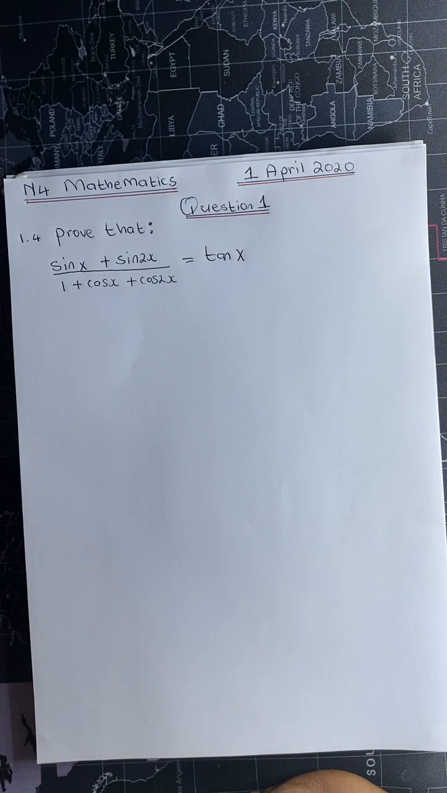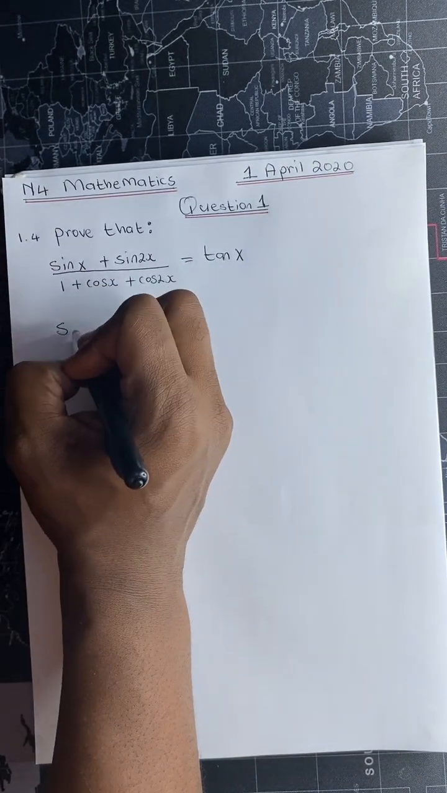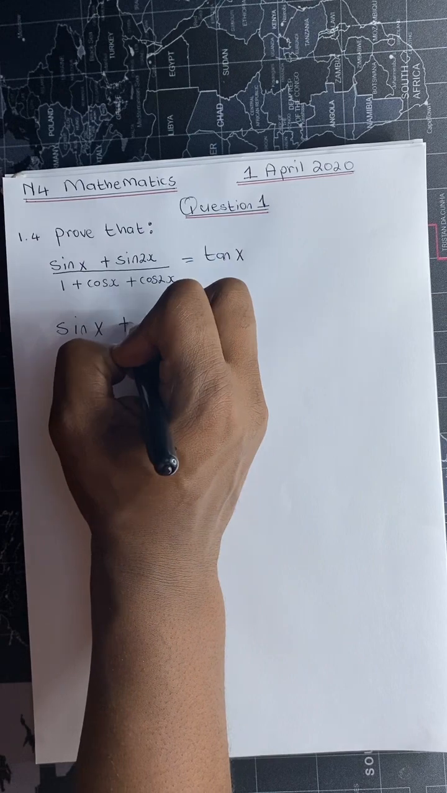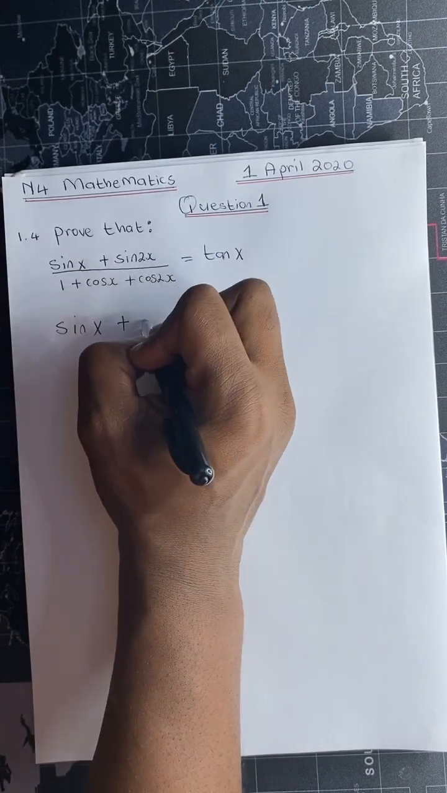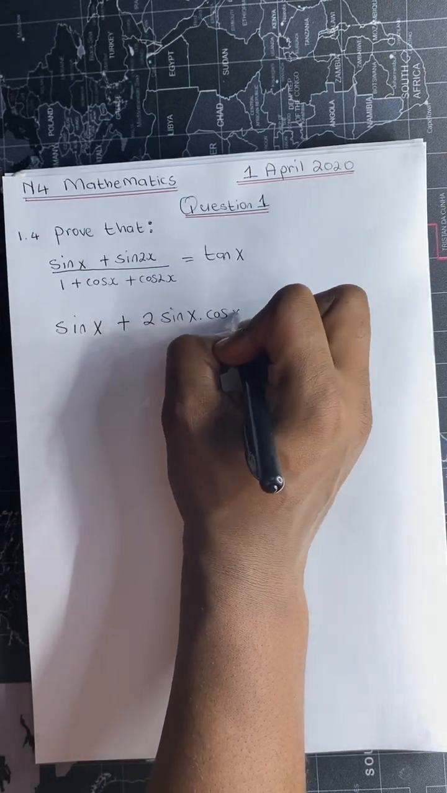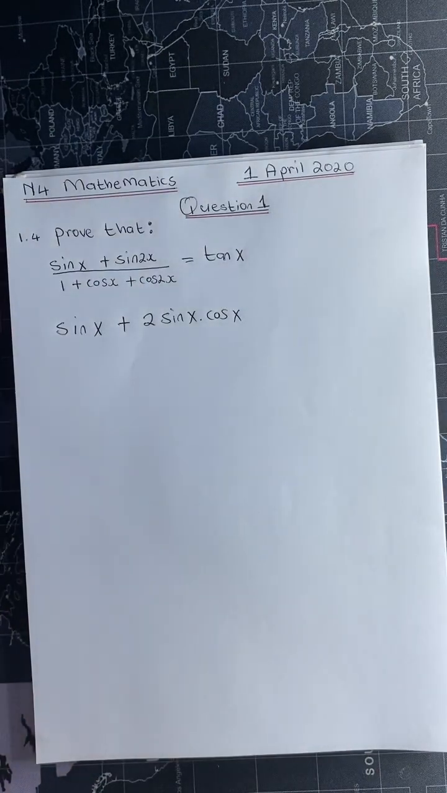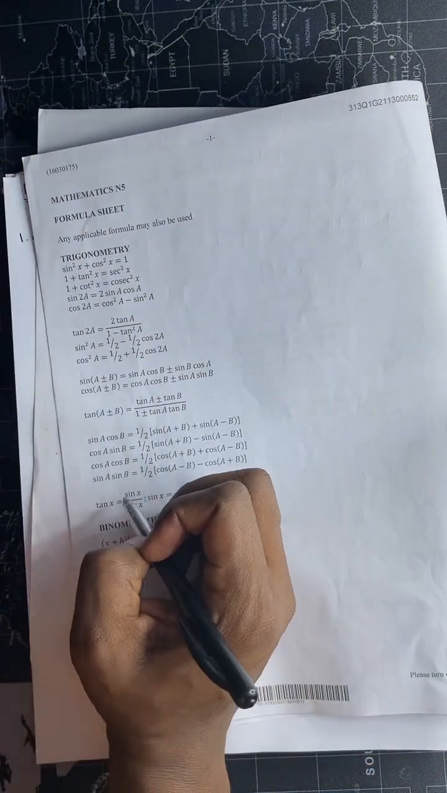Question 1.4, we have to prove that sine of x plus sine 2x divided by 1 plus cos x plus cos 2x is equal to tan x. So in order to evaluate this trigonometric identity, we have to use our formula sheet. So this sine 2x, let's try to figure it out from our formula sheet. From our formula sheet, this is the formula that we will use.